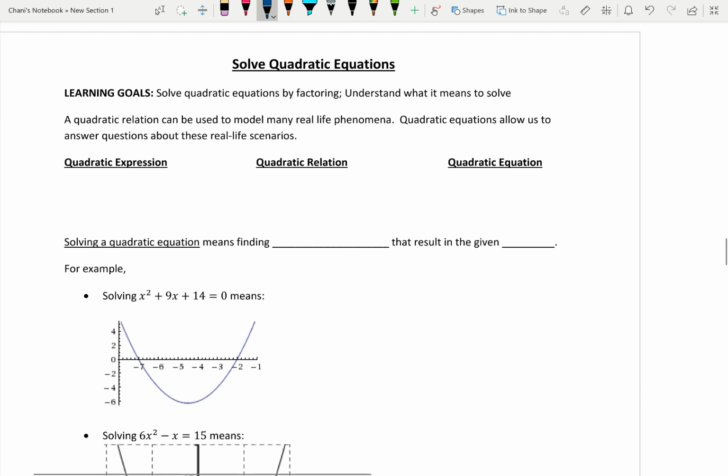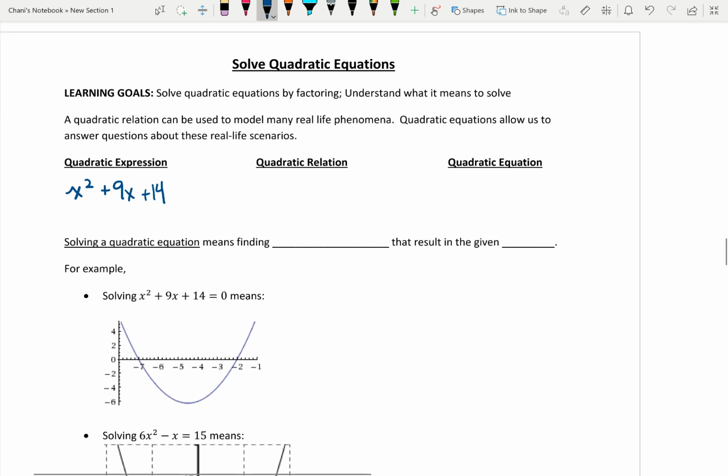So a quadratic expression could be something like x squared plus 9x plus 14. Okay, it's quadratic because it's of degree 2, and it's an expression because there's no equal sign. It's not equal to anything.